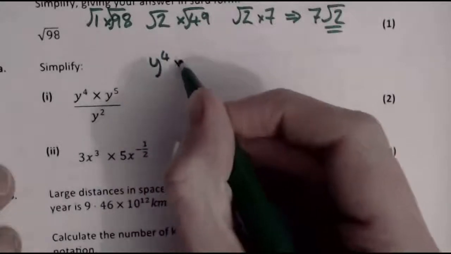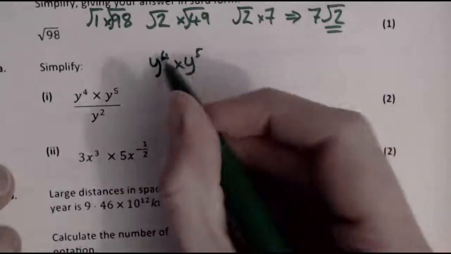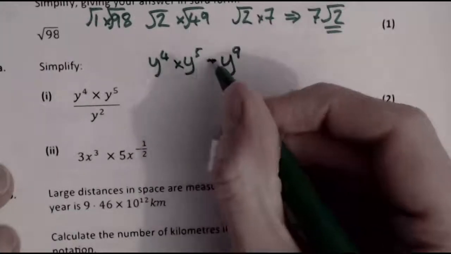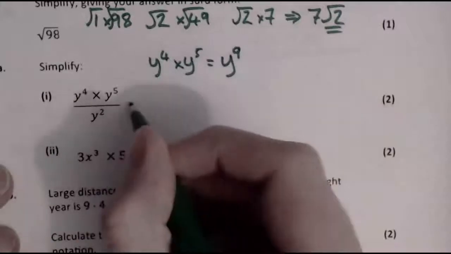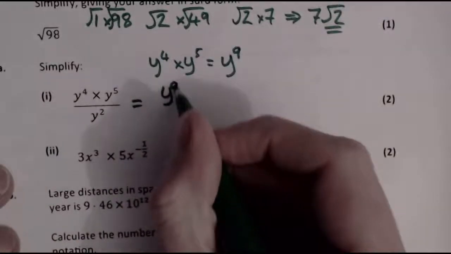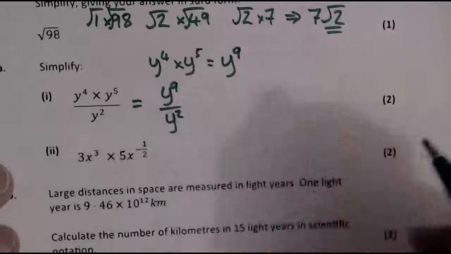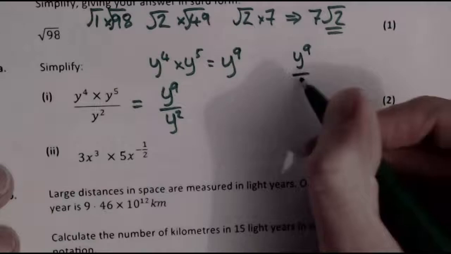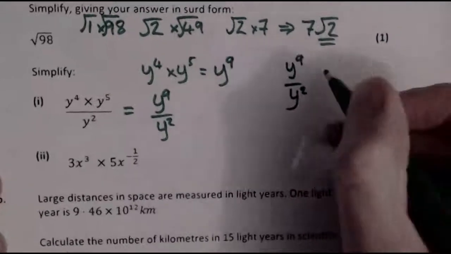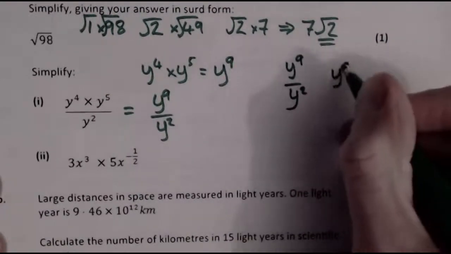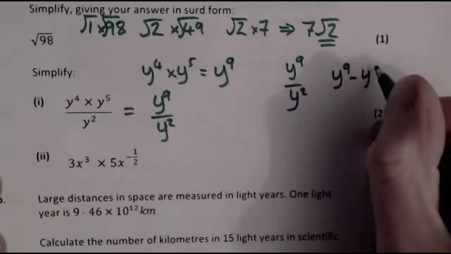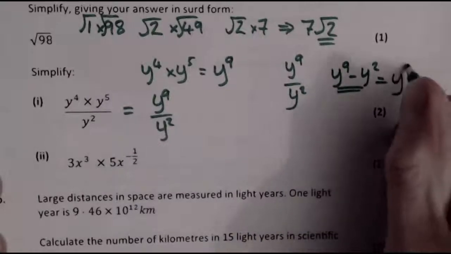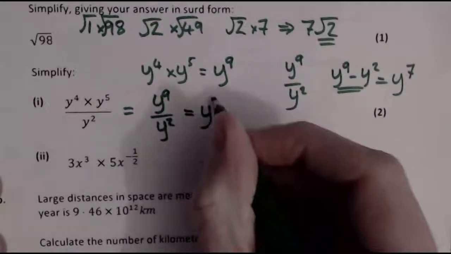Okay, now to simplify this, we're using the laws of indices. If you think about y to the power of 4 times y to the power of 5, what you do with these two is you add them together, so that's equivalent to saying y to the power of 9. And if we look here, that's y to the power of 9 over y squared. That's equivalent to saying y to the 9 minus 2, which equals y to the 7.